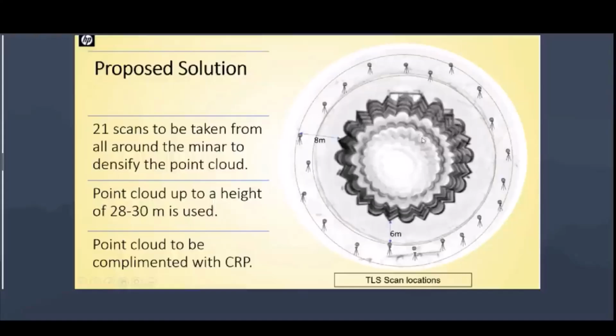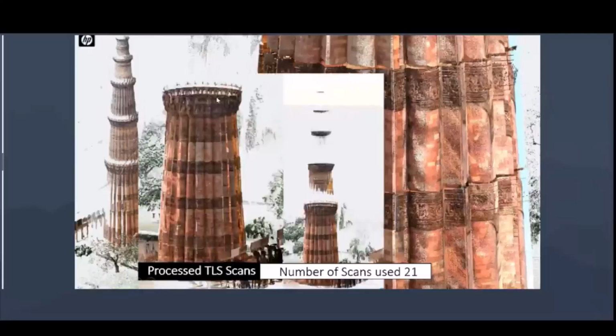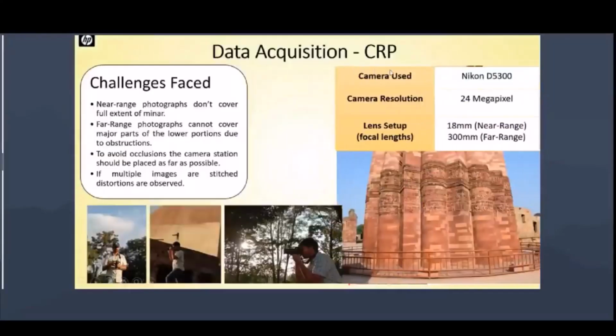Now if you see, the lower portions have very detailed, dense data. This is not an image, please note. It is only the point cloud from the laser scan. So the lower portion is quite proper. However, the upper stories have considerable gaps. Now this was compensated by using photographs from the close range photogrammetry technique.